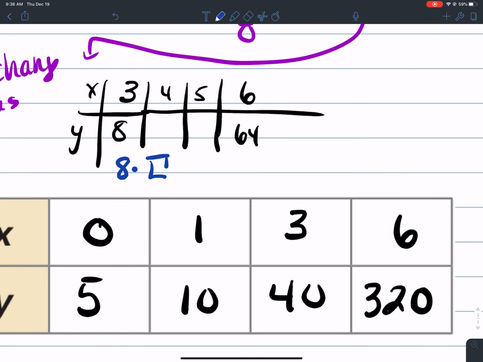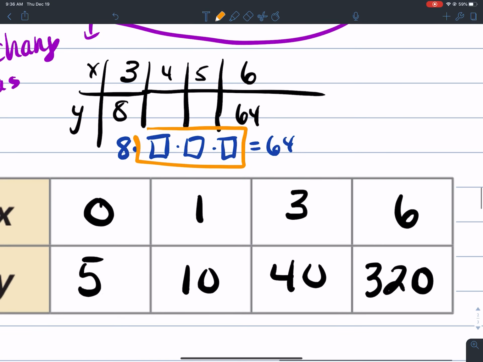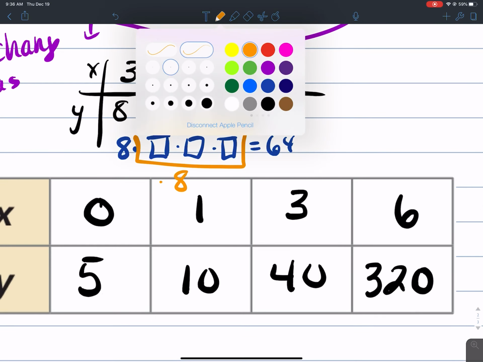I multiplied it by something for 4, for 5, and for 6, and I ended up at 64. So what I want to know is what did I put in each of these boxes, and each of those boxes together should be an 8, right? Because I know 8 times 8 is equal to 64.